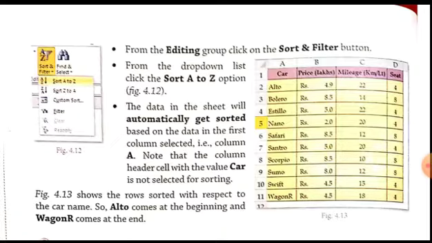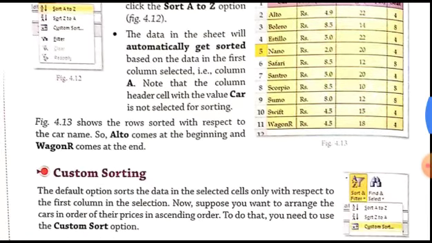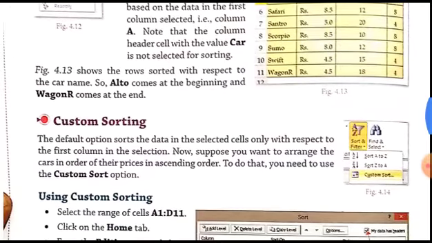But what will you do if you want to sort our data on the basis of any other column? How will you sort the data on the basis of the price, or the mileage, or the number of seats, the seat capacity? What will you do if you want to sort on the basis of any other column? For that we have to use the custom sort method. So this is the difference between custom sort and default sort.